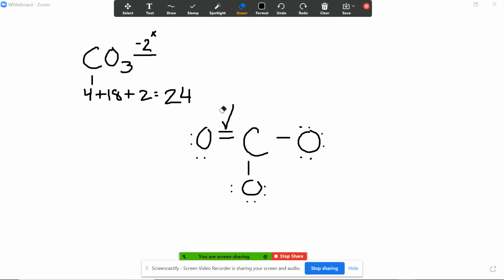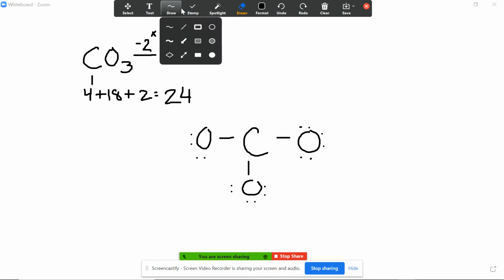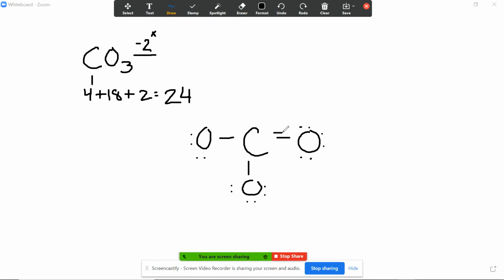You might be wondering, can I put this double bond on any of them? Yep, you can. So if you wanted to, you could put this double bond on your right-hand oxygen. You could also put this double bond on your bottom oxygen. When we get back from break, we're going to talk about resonance structures. And what that just means is that there's multiple ways that you can make the atom. And since all of these oxygens should have the same electronegativity, they should all be able to take the double bond.